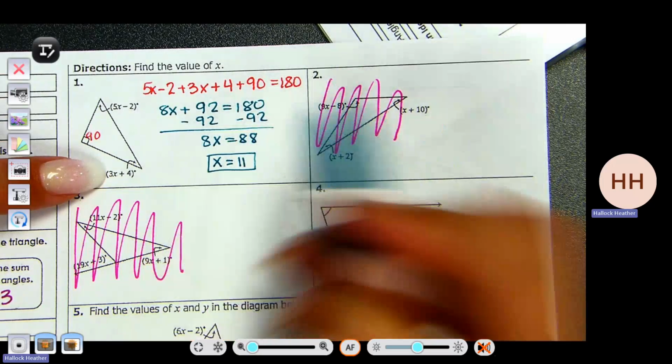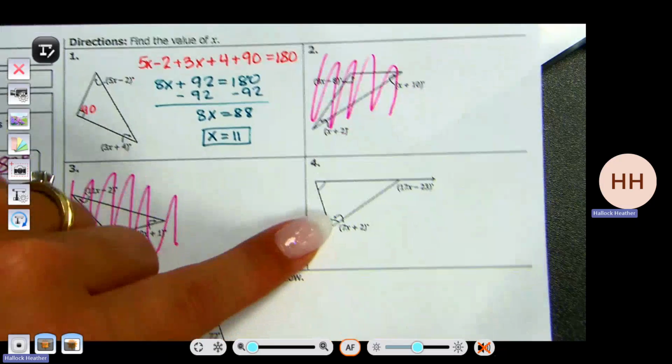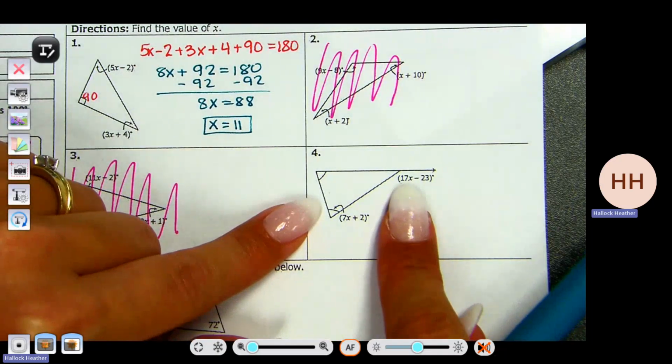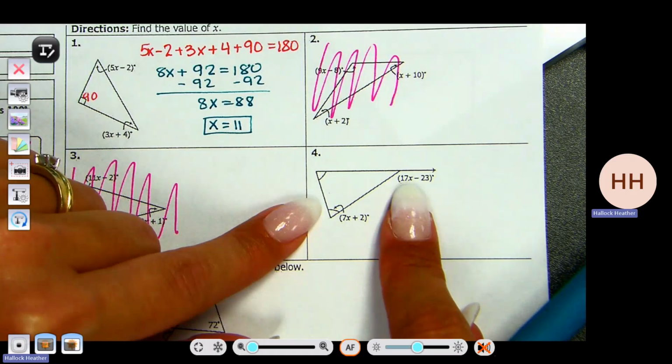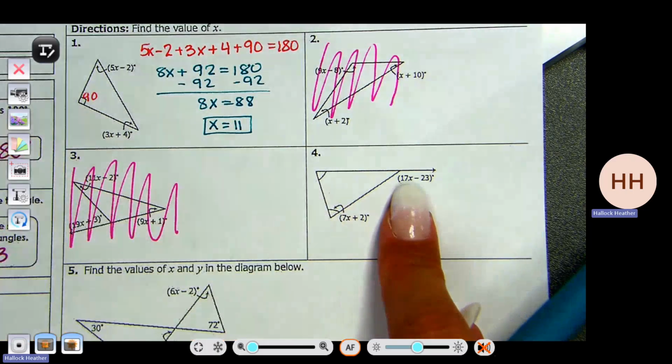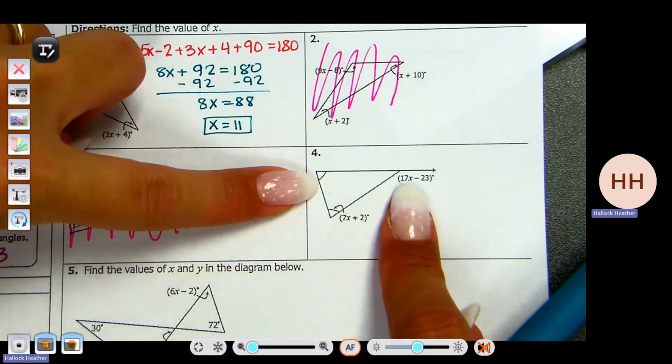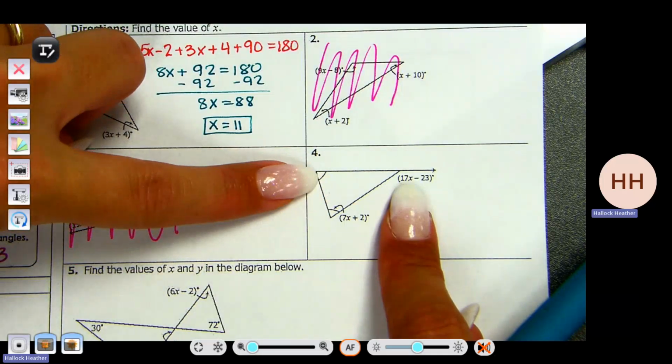11. Okay, number 4, if you have not started, 4 looks a little different. It has an exterior angle, so it's got the little extra piece on the outside. So we're not adding to make 180, we're adding to make the outside. But there's not 2 things, but we do have these arc marks. What do these arc marks mean? They are congruent. They are equal.